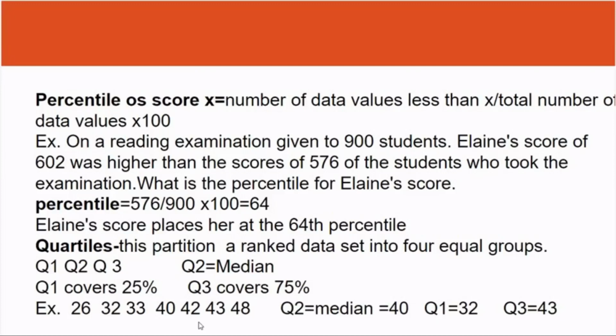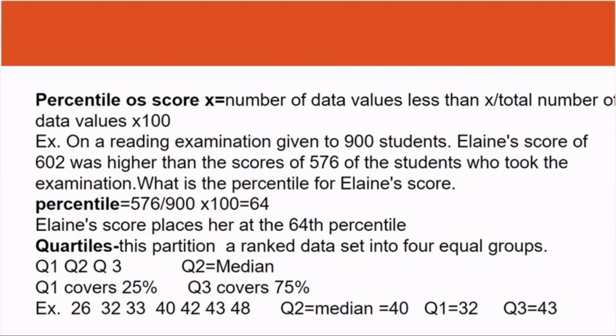So for quartile, from the word quarts, that is by 4, so we divide it by 4. To get something by 4, you have Q1, Q2, Q3, or quartile 1, quartile 2, quartile 3. Therefore, quartile 2 is automatically our median. Q1 covers 25%. Q3 covers 75%.